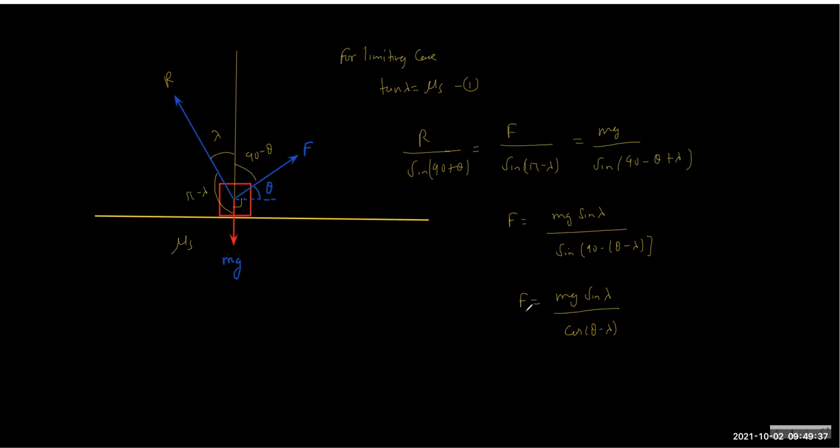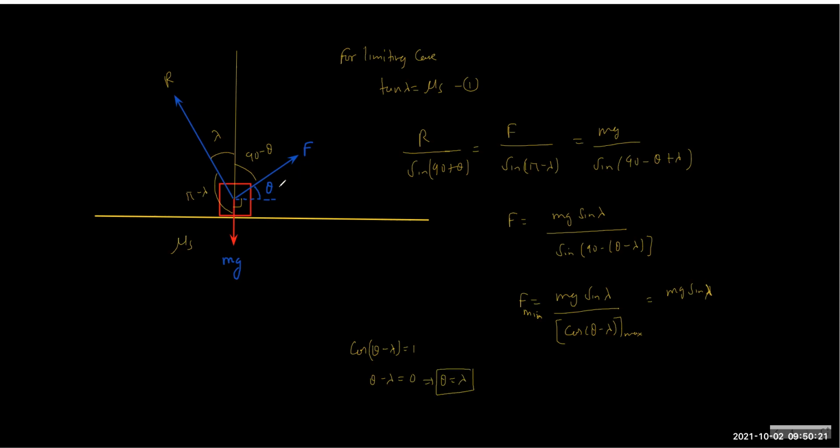So now the question is, for F to be minimum, because lambda is fixed, we know lambda is constant, so theta is a variable. So for F to be minimum, we need to make this maximum. And what is the maximum of cos theta, cos of angle? 1. So we know that the F minimum will be mg sin lambda. And also we know that for cos(theta minus lambda) equal to 1, theta minus lambda equals 0 because cos 0 is 1, which means theta and lambda must be equal.